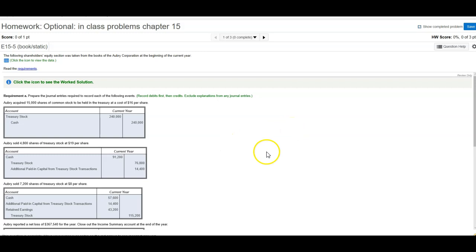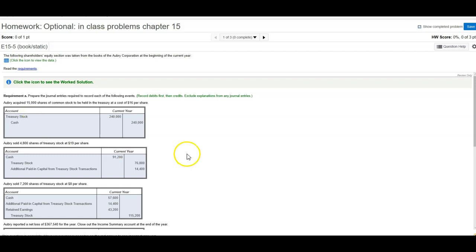So to walk through this, you bought 15,000 shares of stock, and you paid $16 apiece. The cash that came out of your account in order to buy them is simply that $16 times 15,000 shares, and we debit the account Treasury stock, and that is a contra stockholders' equity account.